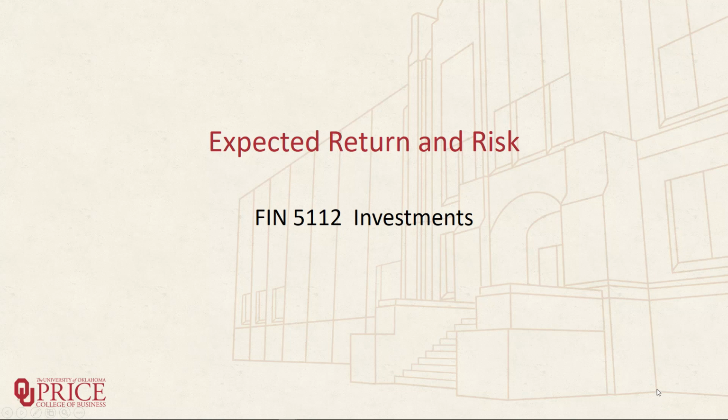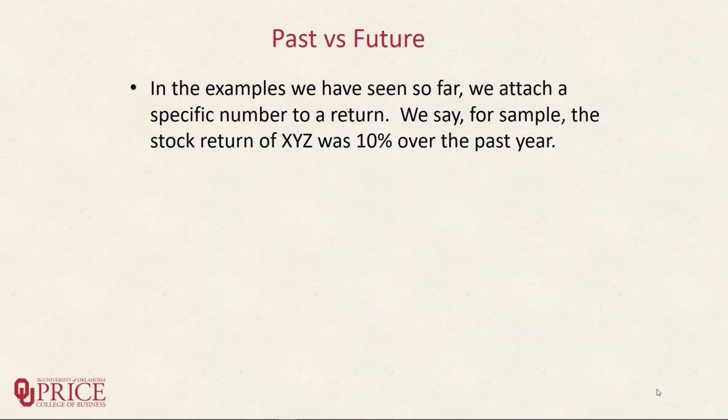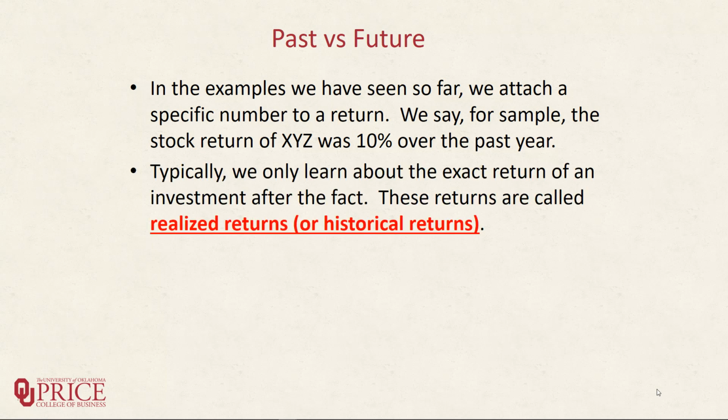So in this section, we're going to talk about expected return and the risk of investments. Normally in news media, when people talk about stock returns, they say that this stock has returned 10% over the past year, or it has lost 10% over the past year. In other words, they associate a specific number to a stock return. This is possible because that stock return has been realized, so it happened in the past. We have observed that stock return, so we know exactly what it is. And these stock returns are called realized returns or historical returns.